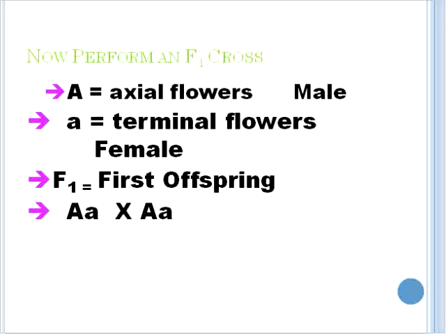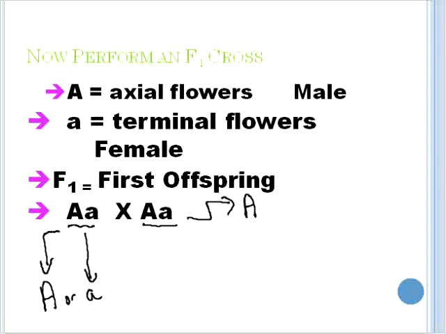When we cross the F1 generation, the same pattern is applied, except in this case, each individual, because they are heterozygous, has two possible gametes that can be passed on. Each individual can pass on a big A or little a. Big A or little a.